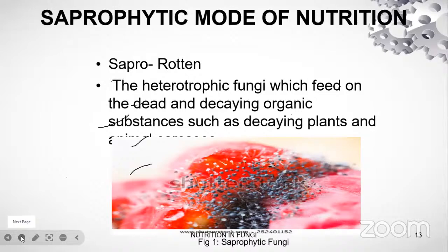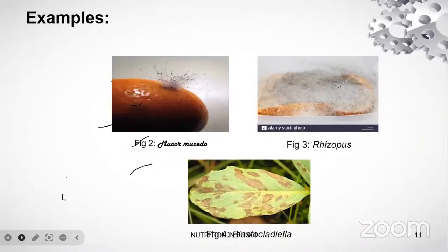That cleanness is done by saprophytic fungi and some bacteria. Otherwise our environment would not be clean, with plenty of dirty, decomposed smell. You see Mucor, Rhizopus, and Blastocladia. These are decomposing fungi, saprophytic fungi. You see Rhizopus, how it grows on bread. You see Mucor, how it grows on the fruit.